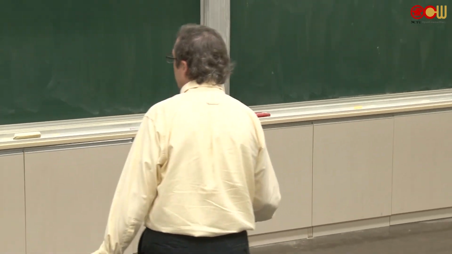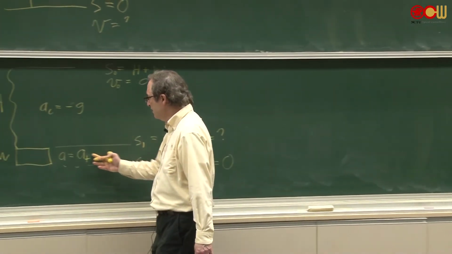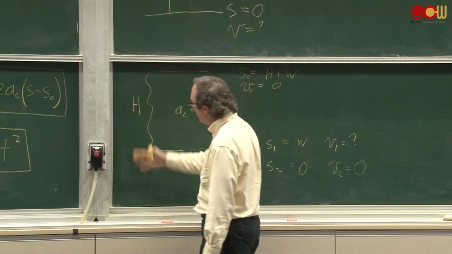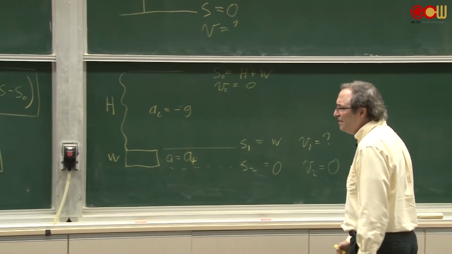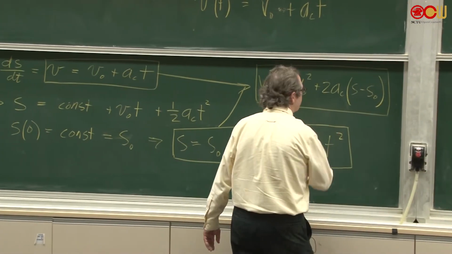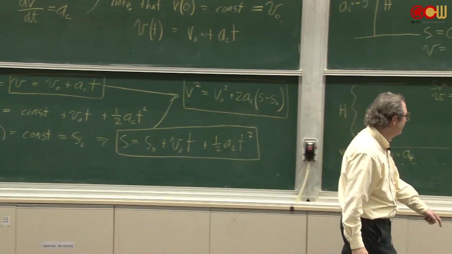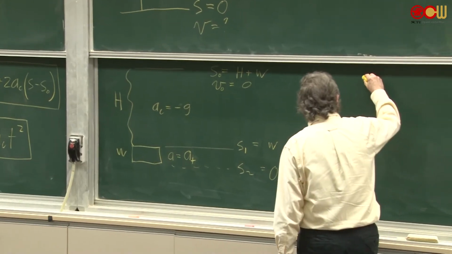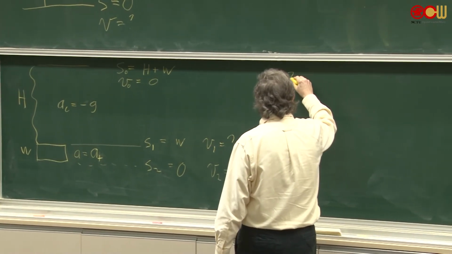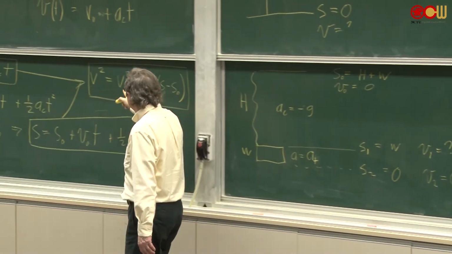Time's not an issue here. We really only want to know what AT is, and we have all this position data. So that suggests that this might be the right equation to use. So let's use this equation to get V1, right? So we have V1 squared is equal to V0 squared.